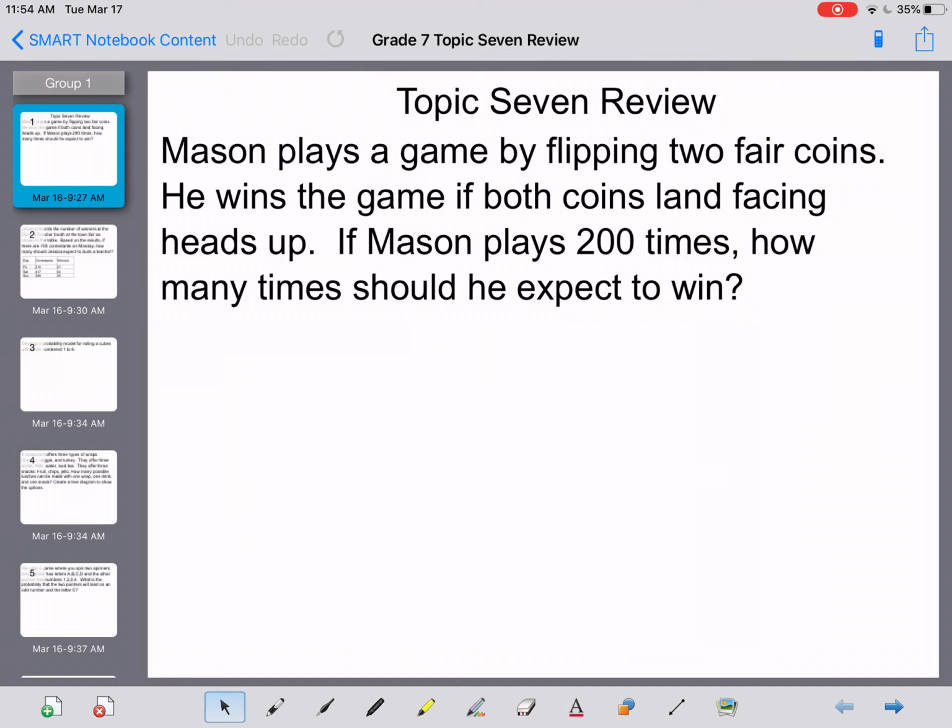Today's lesson is on the topic 7 review. Mason plays a game by flipping 2 fair coins. He wins the game if both coins land facing heads up. If Mason plays 200 times, how many times should he expect to win? Take a second to copy down the question.